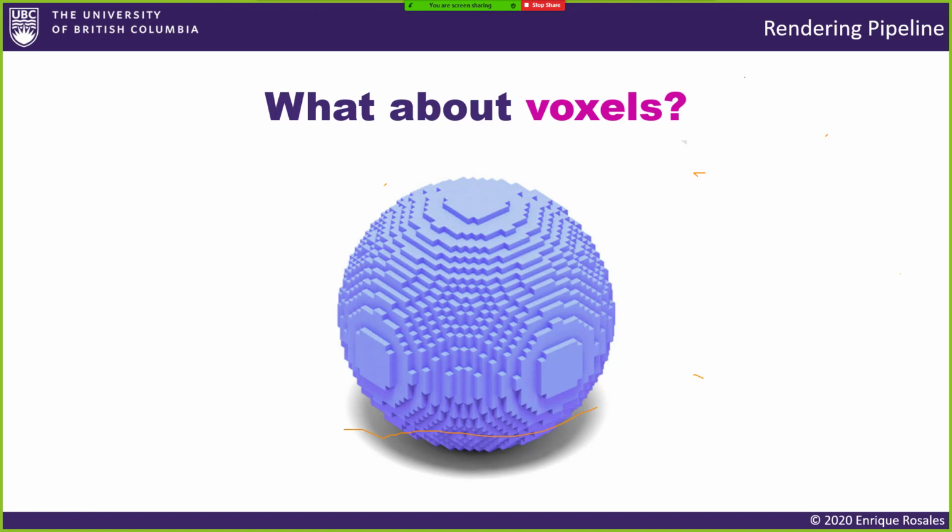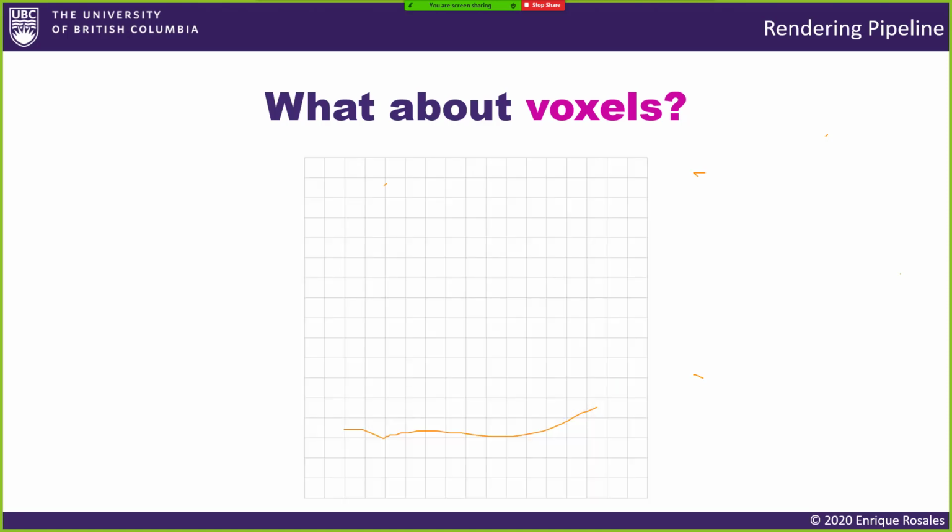Okay, so let's talk about voxels. With voxels, as we said, what you have is a volume, right? You have a space, and you discretize that space in cubes, right? Let's pretend that for now we are seeing a cross section of that space, so we are seeing a 2D version of that.